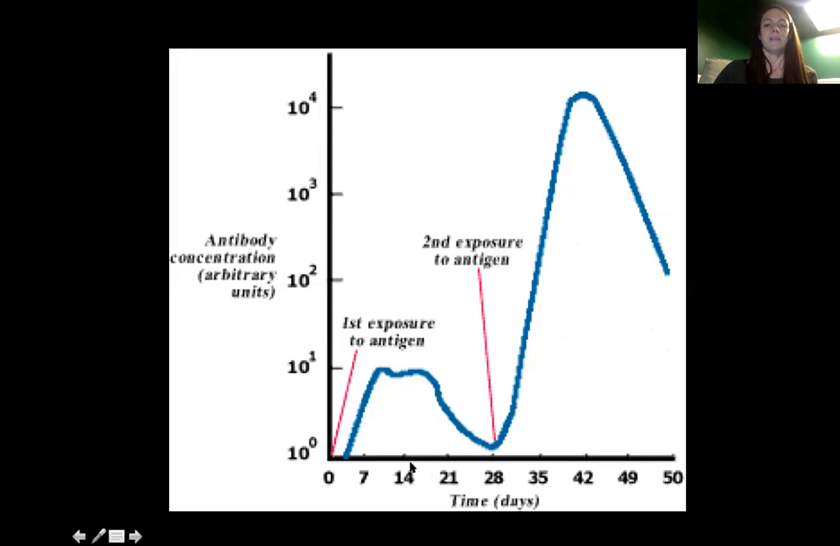This is the number of days. So antibody concentration: you're exposed to the antigen, and your antibodies increase over the next several days. Then your body sort of remembers these antibodies, and let's say you're infected again. The number of antibodies increases significantly from there because you've already found that antigen, so you're able to mass produce that antibody a lot quicker if you're exposed more than once.